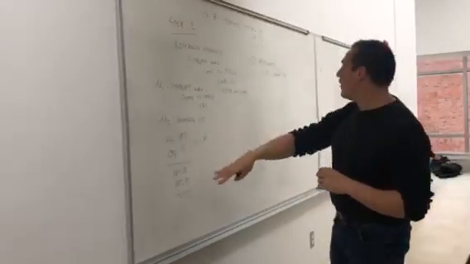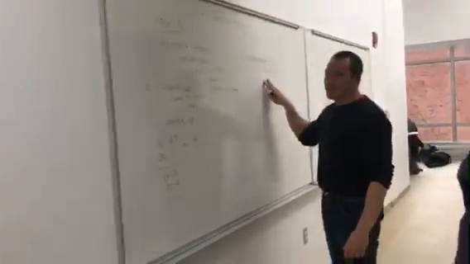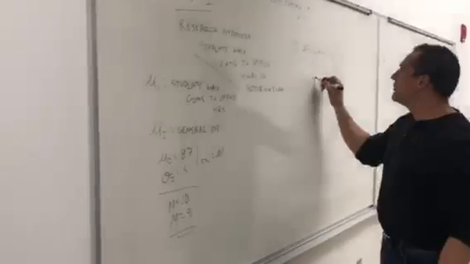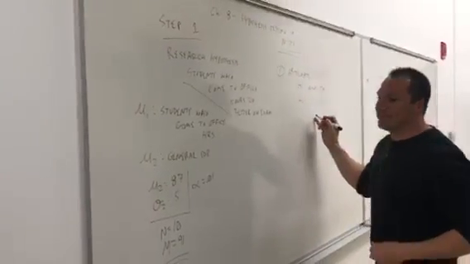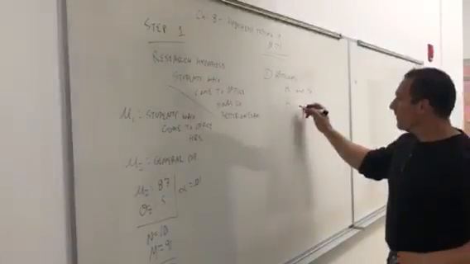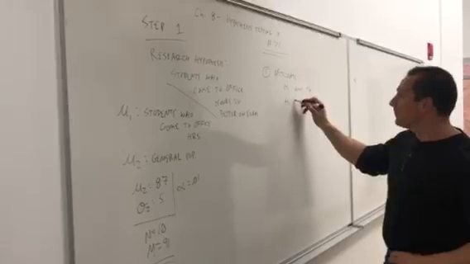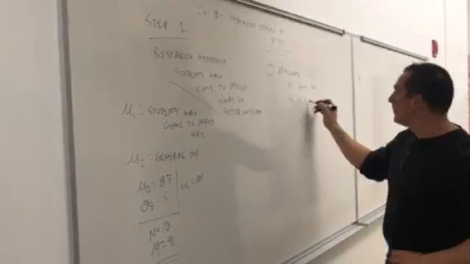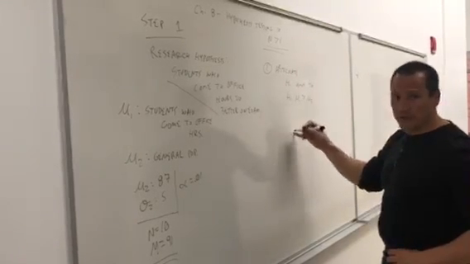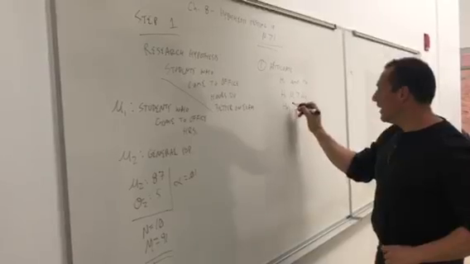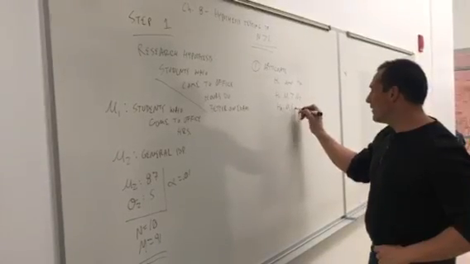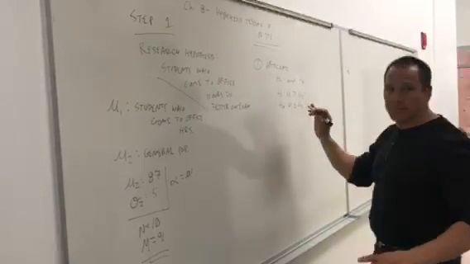Okay, so with all this, let's go back to articulating the research and the null hypothesis. The research hypothesis, Emily, is what? Mu sub 1 is greater than mu sub 2. The null hypothesis is that mu sub 1 is less than or equal to mu sub 2.